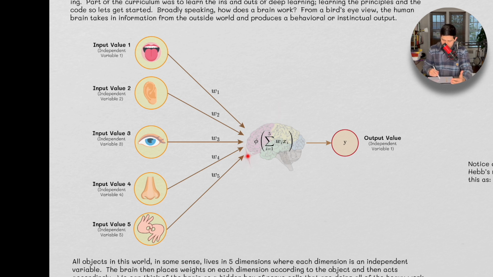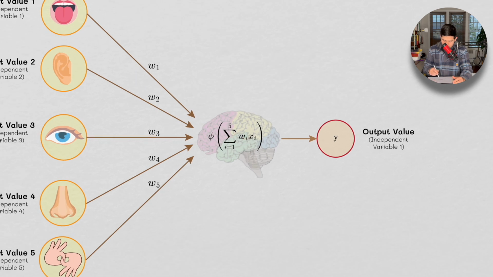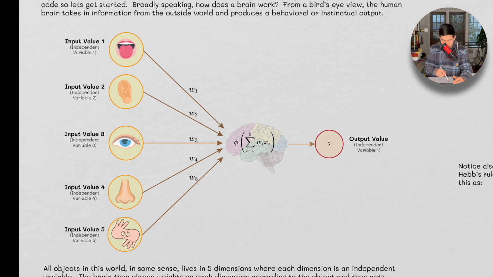Then the brain is going to sum up all these weights, right? So this is the sum of all the weights. And X corresponds to the independent variable that's coming here. So this is X1, this is X2, X3, X4, X5, and so forth. Okay, it's going to put a function on that. This is our activation function, right? And then it's going to produce an output value.